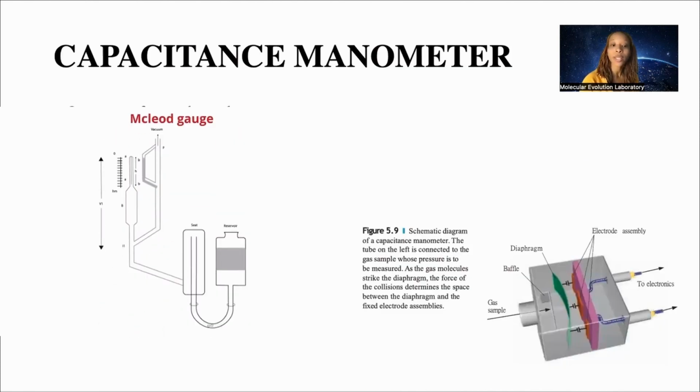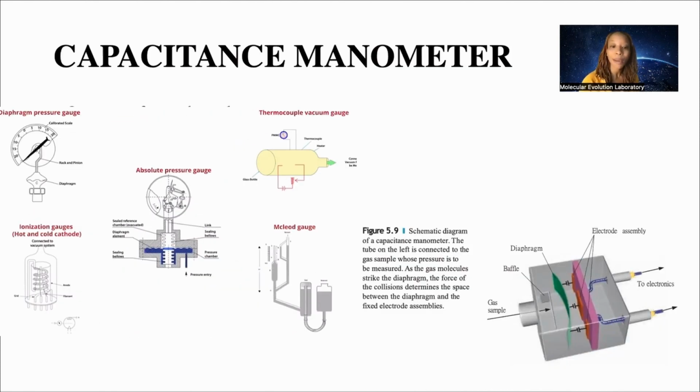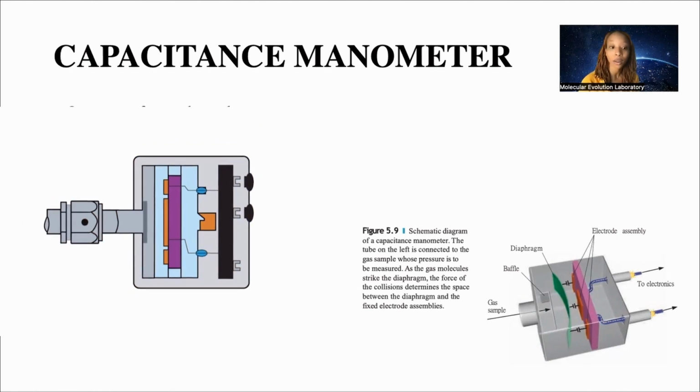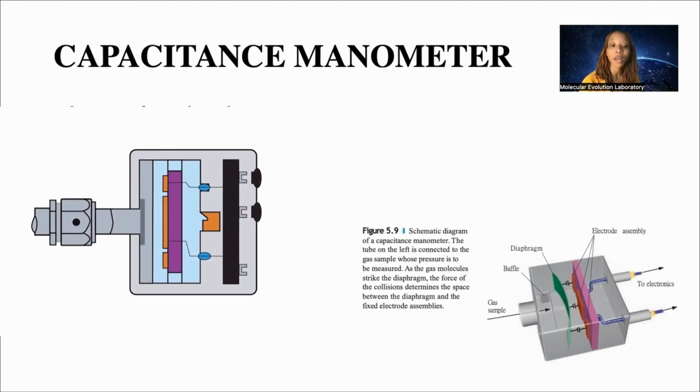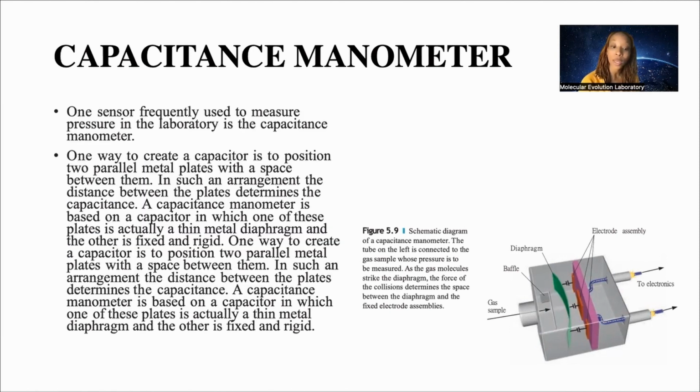One sensor frequently used to measure pressure in the laboratory is a capacitance monitor. One way to create a capacitor is to position two parallel metal plates with a space between them in such an arrangement that the distance between the plates determines the capacitance.